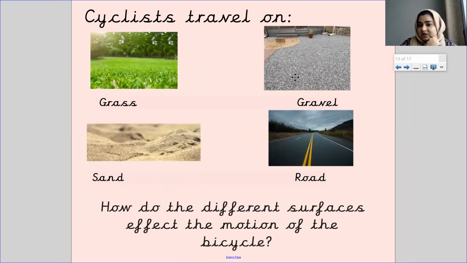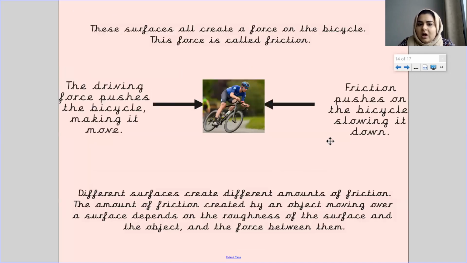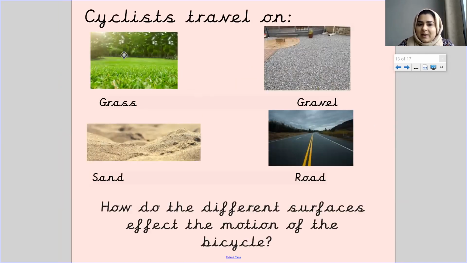Or if you've got gravel in your garden, I'm sure some of you may be riding your bikes on gravel. We see cyclists riding their bikes on sand, and we see cyclists riding their bikes on road. Okay. So how do the different surfaces affect the motion of the bicycle? So now, if a cyclist rides their bike on each of these surfaces, because of the friction, a different motion will happen.